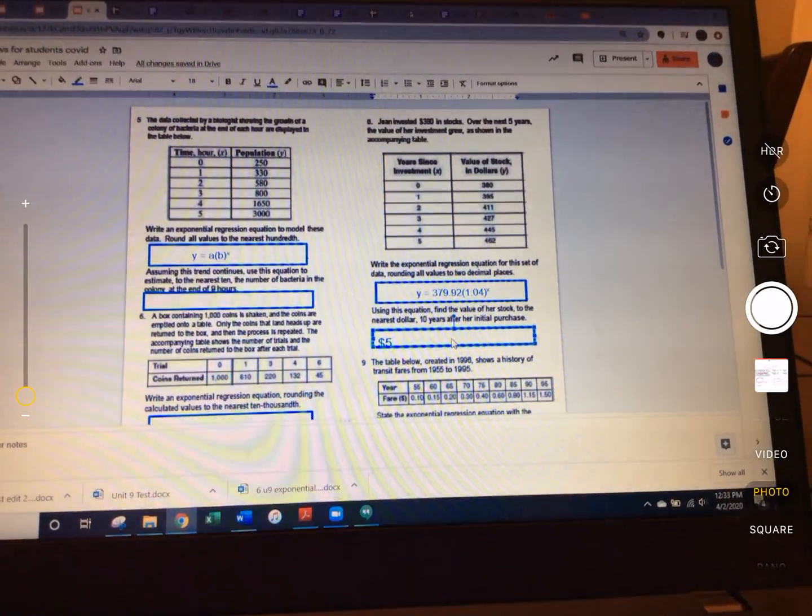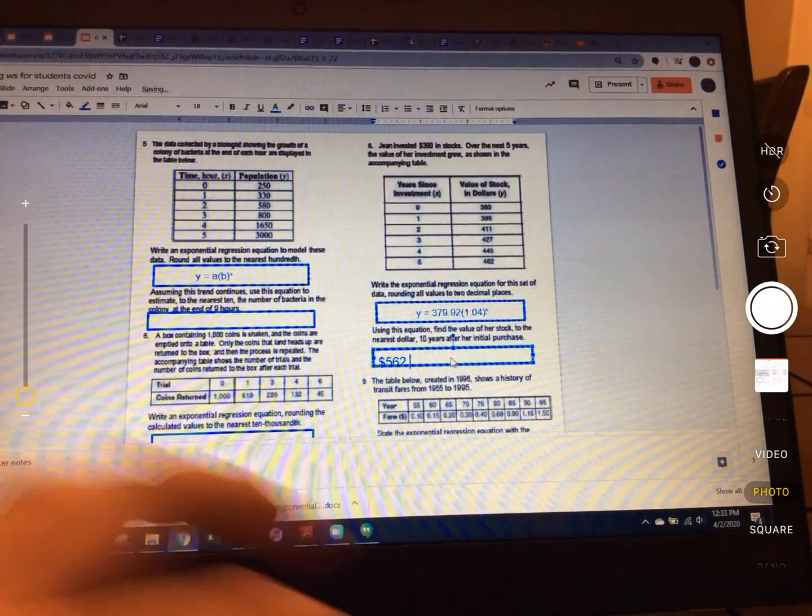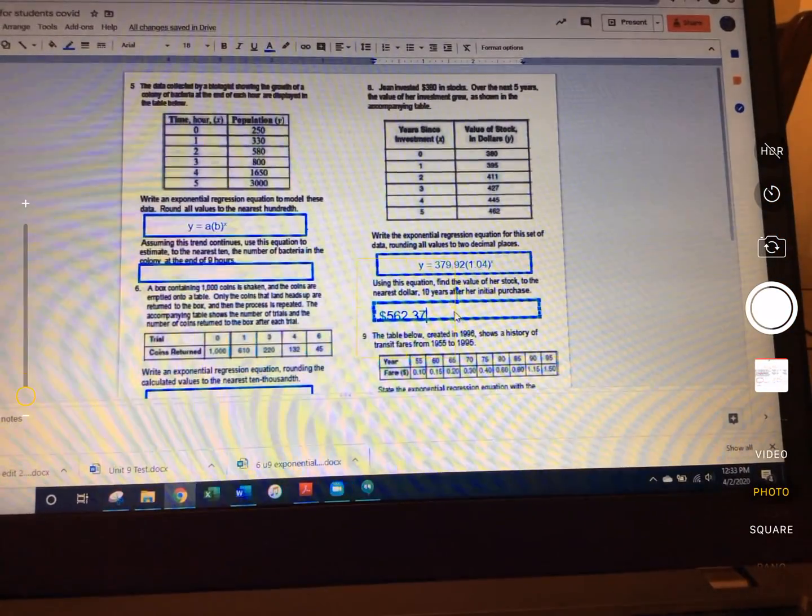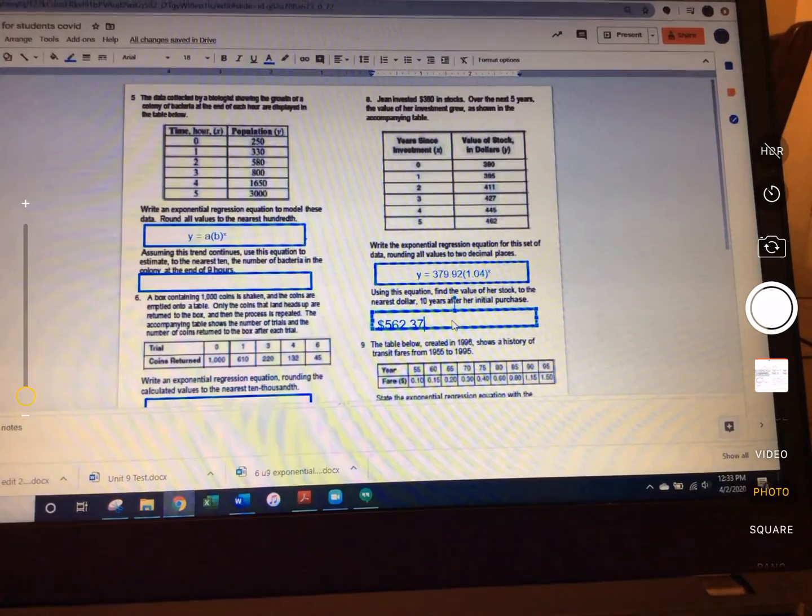Right. So we have 562.37, and then we have that amount and we put it in our worksheet for our answer.